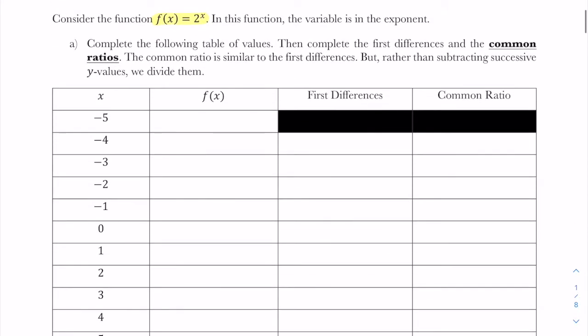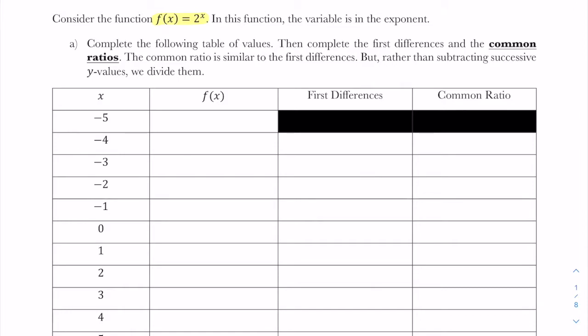We're asked to complete the following table of values, then complete the first differences and something called the common ratios. The common ratio is new. Think of it like a first difference, but rather than subtracting y values, we divide them. So this would be a good time to pause the video, try to fill out the table on your own, and when you're ready, click play to resume.